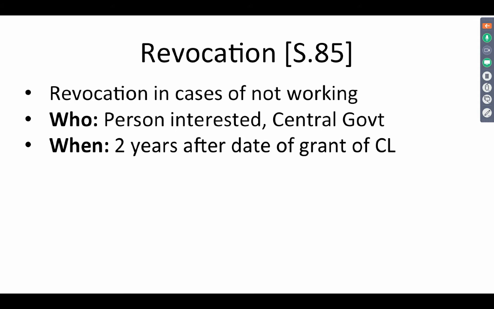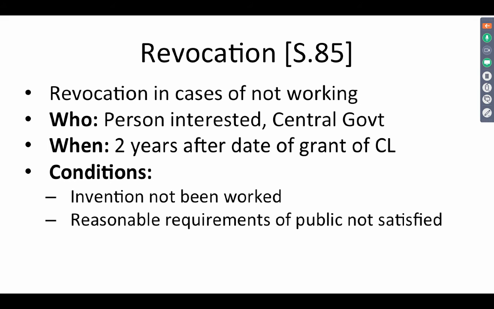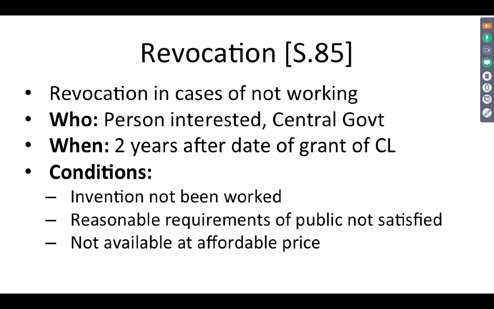And after 3 years, if the person says that after 3 years of grant, the patent is not being worked, he would get a compulsory license. Now, when such a compulsory license is granted, and after 2 years, the invention is not being worked, reasonable requirements of the public are not satisfied, and it is not available to the public at an affordable price, same conditions which you saw, then the controller may come to a conclusion that the invention itself can be revoked, the patent can be revoked.